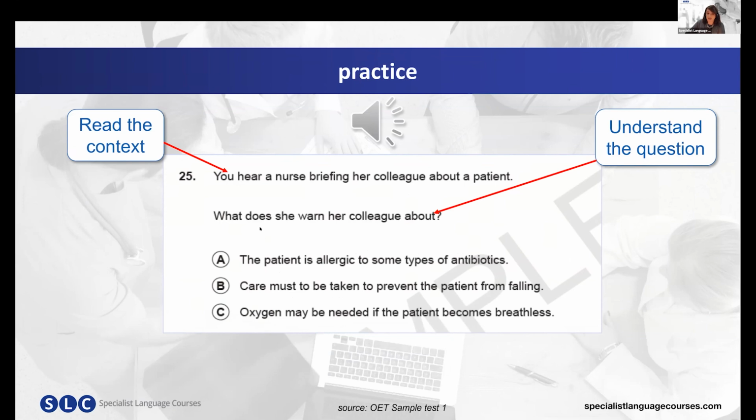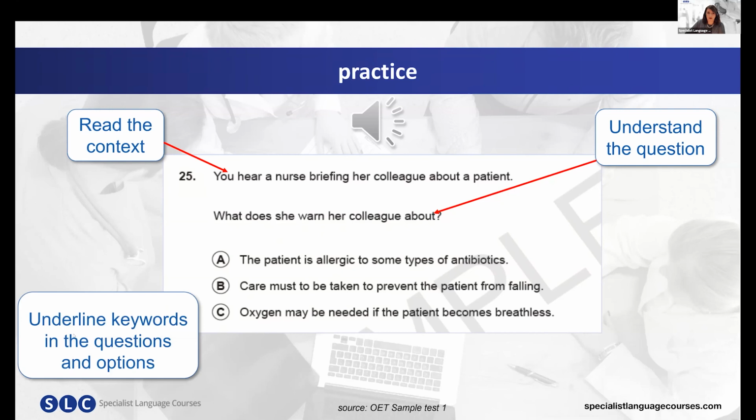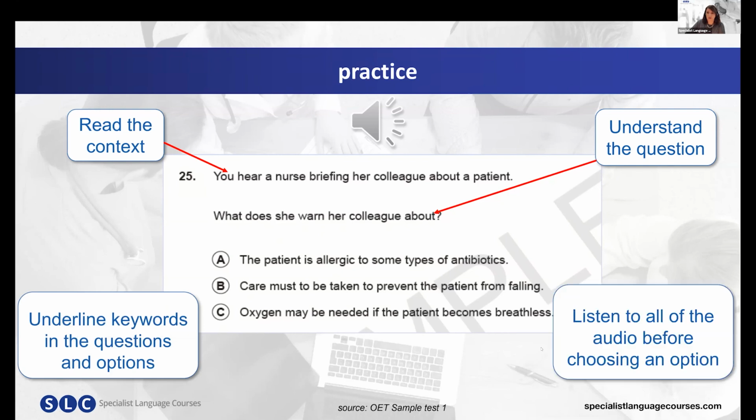We need to understand the question. What does she warn her colleague about? So here our keyword is warning. So something you need to be careful of or perhaps a possible danger. And we need to really understand this question in order to find the right answer. So it's likely that you'll hear information about all three of the options, but only one of them is a warning. So then we underline our keywords and then we listen to all of the audio before choosing the option.